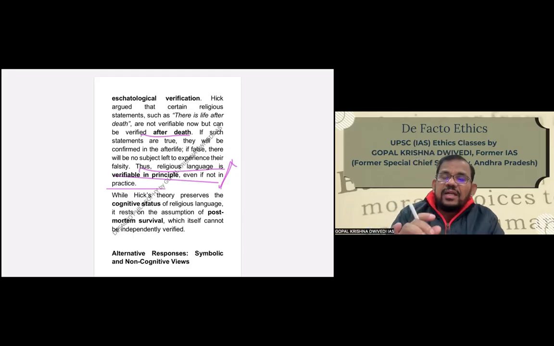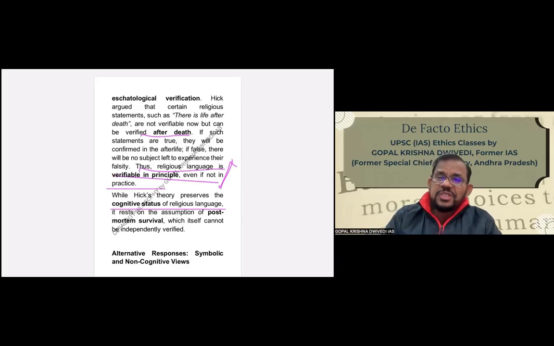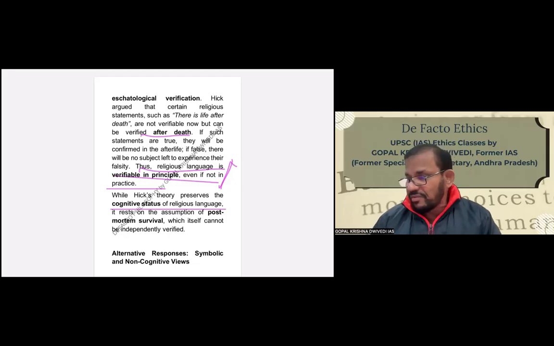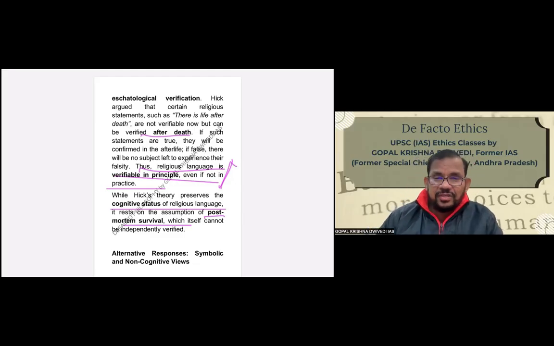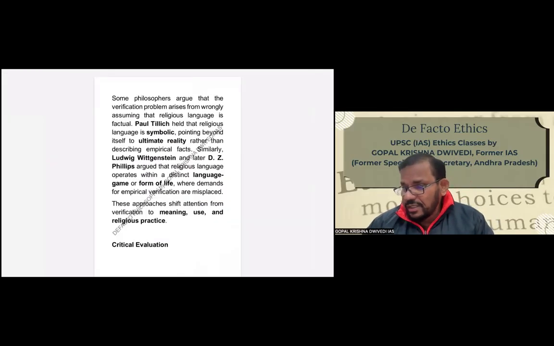So, how does it help religious language? Hick's theory preserves the cognitive status of religious language, because he says it is verifiable. Not now, but at least in principle. It rests on the assumption of post-mortem survival, which itself cannot be independently verified. Now, there are alternative responses also, symbolic and non-cognitive views, which we have studied in a previous topic. We'll just go through that again.